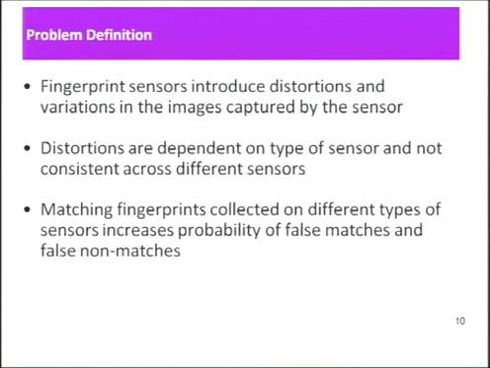And if there are inconsistencies in the resulting sample, they will not be the same across all the different kinds of sensors. So when you match fingerprints that have been collected on different types of fingerprint sensors, it increases the probability of false match rates and false non-match rates. These are error rates that define the performance of a biometric system. And in terms of performance, you want to have a minimal number of false matches and a minimal number of false non-matches. So an increase in any of those error rates is not a good thing.